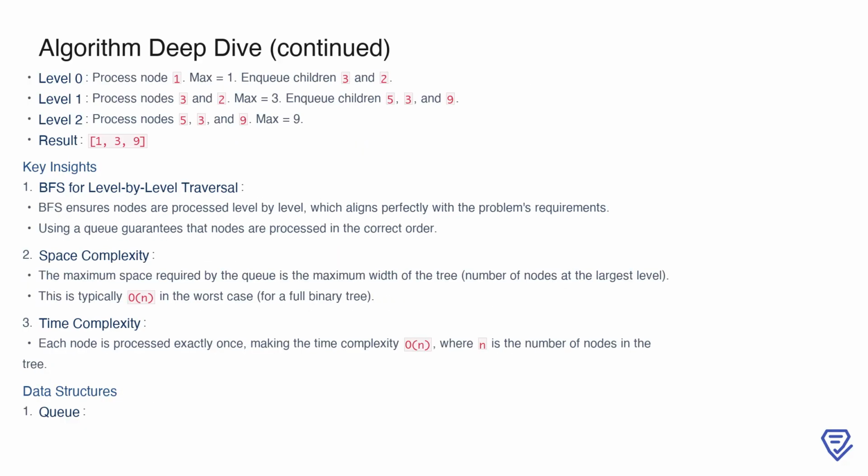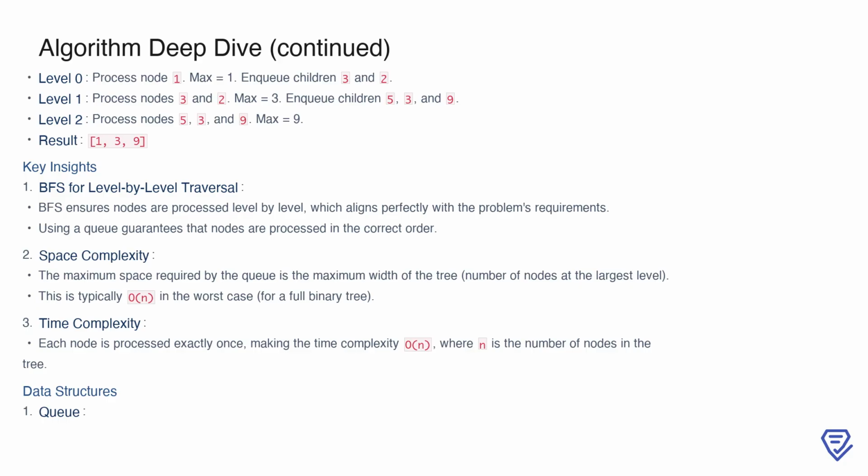To illustrate this with an example, consider the binary tree shown here. It has 3 levels, and we'll process them one by one. At level 0, there's only the root node, 1, so the maximum value is 1. We then add its children, 3 and 2, to the queue.